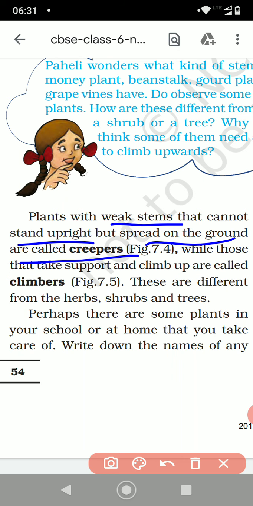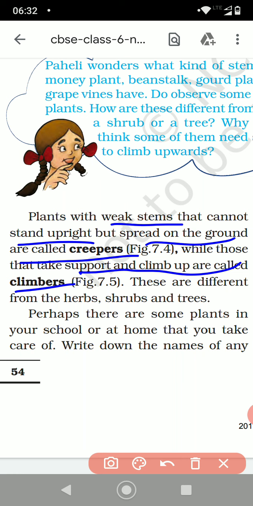They can't stand up even with the help of some helpers. That also they can't stand. So these plants are called creepers. They just grow onto the soil, while those that take support and climb up are called climbers. So one who can climb up with the help of support is a climber.